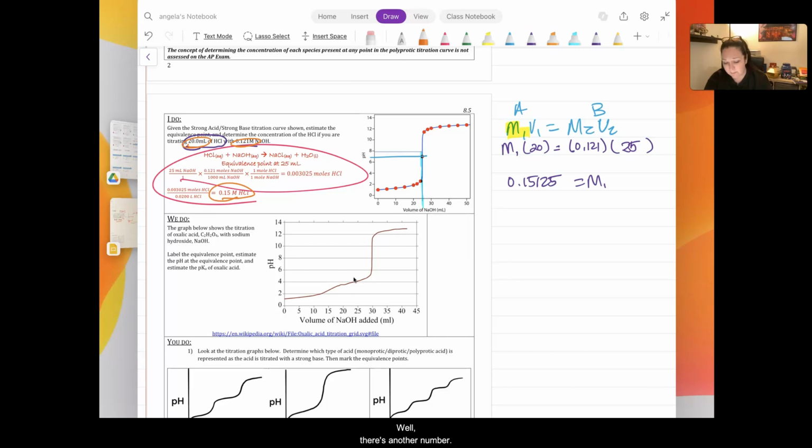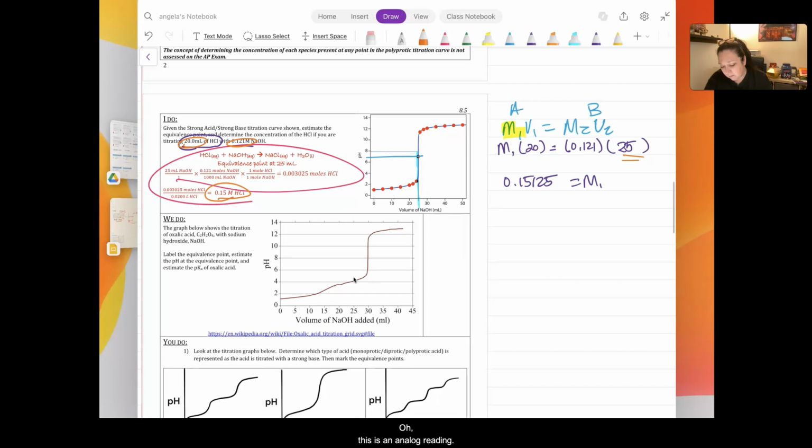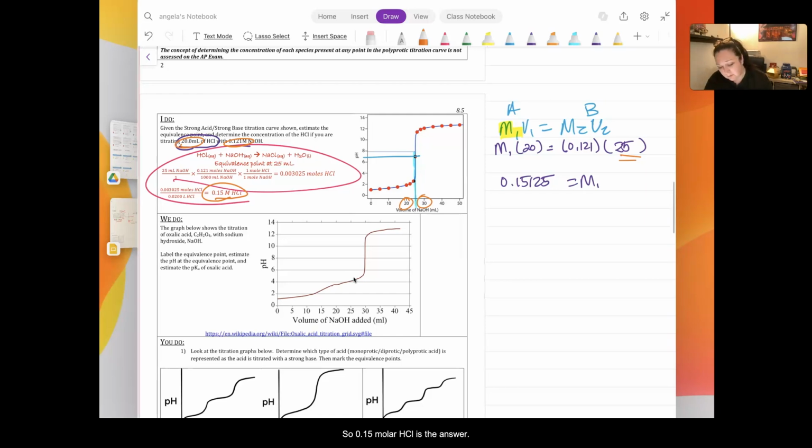Why? Well, there's another number. This is an analog reading. So we estimate one spot. We estimated. All right. So there are 2 sig figs here. The markings are at 20 and 30. So we estimate the one spot. So the 25, the 5 is in the estimated spot, 2 sig figs on this answer. So 0.15 molar HCl is the answer.